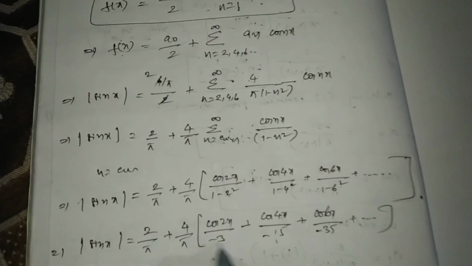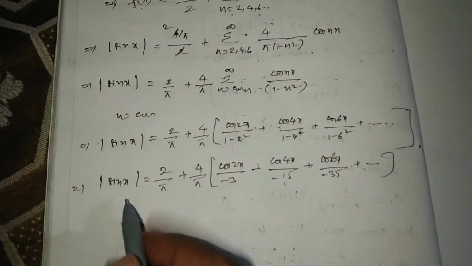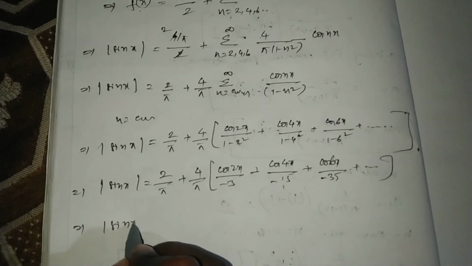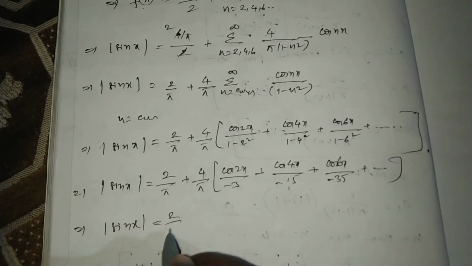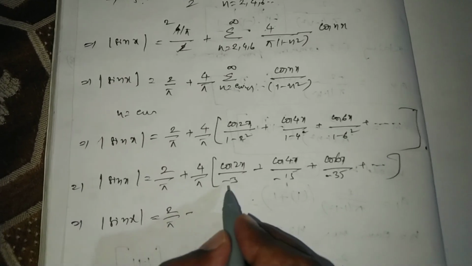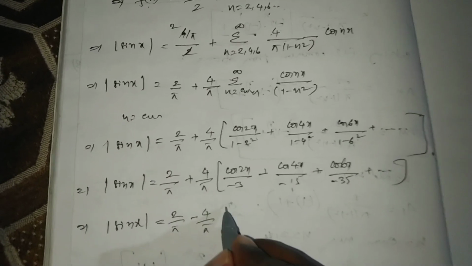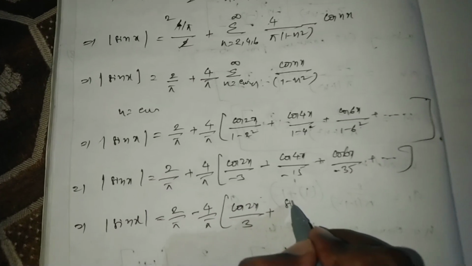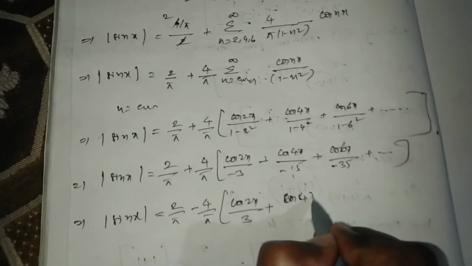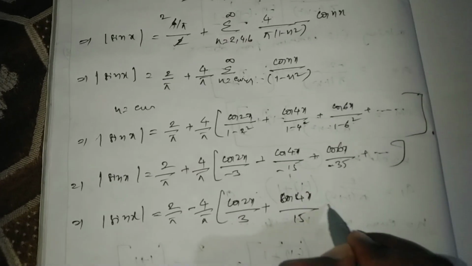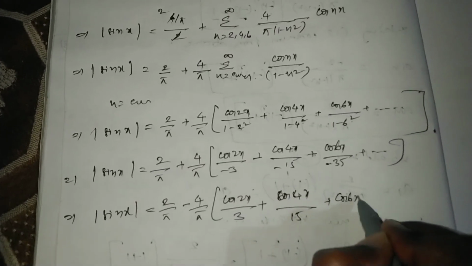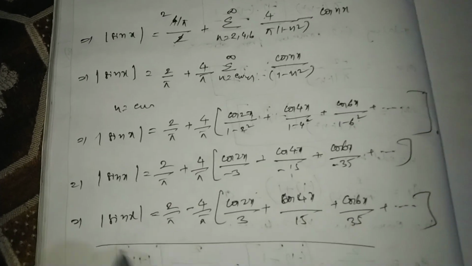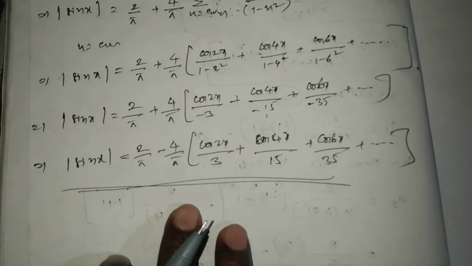So taking negative common from the denominator, mod sin x is equal to 2 by pi minus 4 by pi whole into cos 2x by 3 plus cos 4x by 15 plus cos 6x by 35 plus so on. This is the required Fourier series of the given function. Thank you.